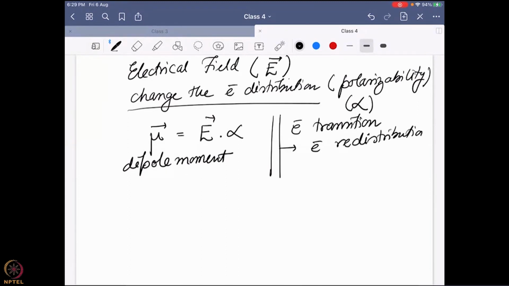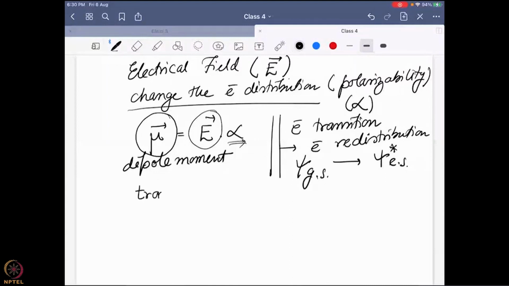What is it redistributed to? From a ground state electronic wave function to an excited state wave function. Why is it happening? Because the electric field of an electromagnetic radiation is affecting it. The effect can be parameterized with the polarizability, and that is factored by the dipole moment. And this dipole moment, because it is creating this electronic transition, is known as the transition dipole moment.